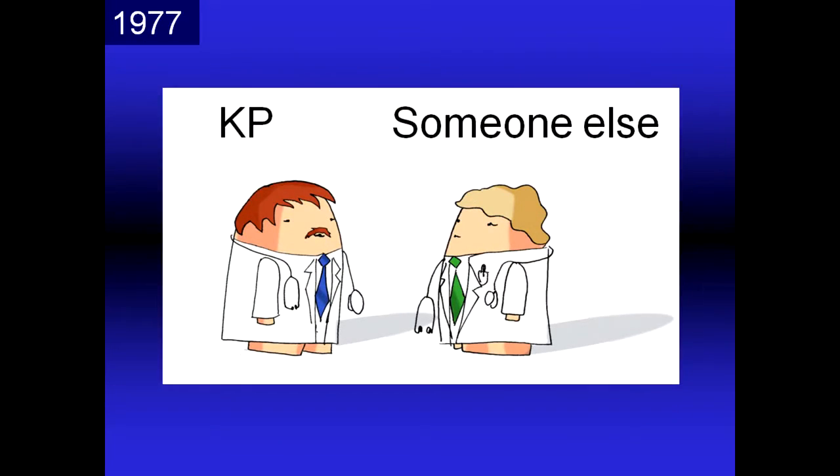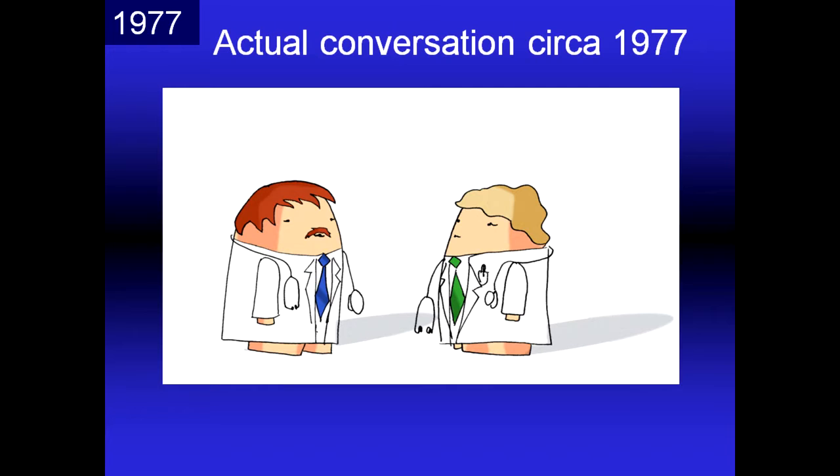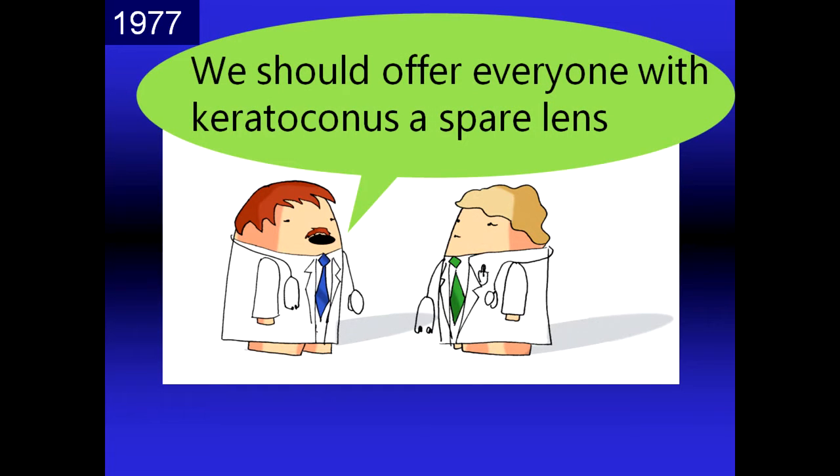This was an illustration. My daughter drew these illustrations, actually, and I think that's supposed to be me on the left, although I've never had a moustache, ever. So that was a figment of her imagination, I think. But anyway, we had this conversation, and this is an actual conversation that went on in the contact lens clinic in about 1977. It was, we should offer everyone with keratoconus a spare lens. Why don't we?